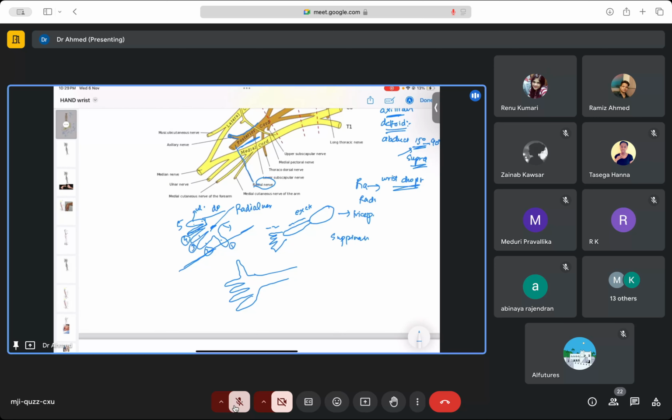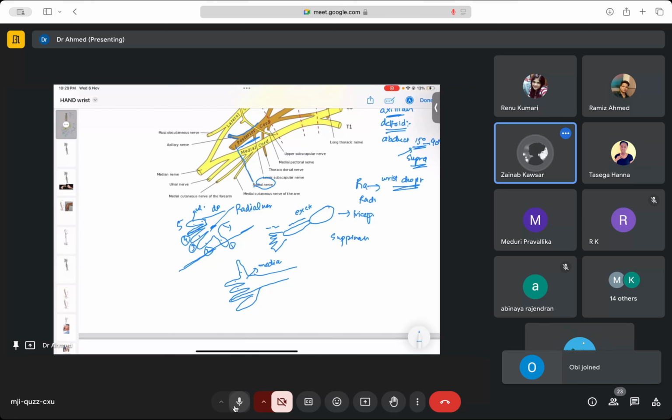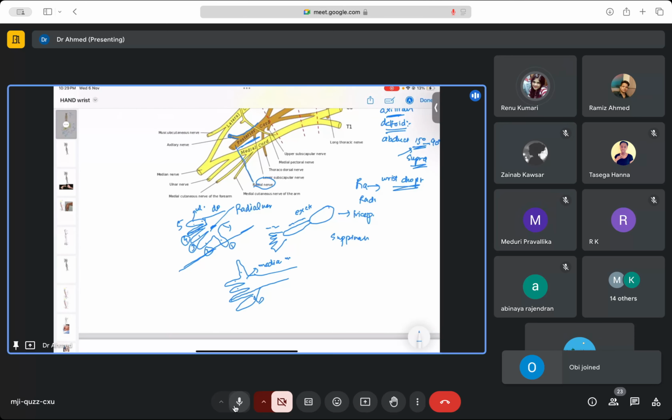Towards the thumb side, these muscles are going to be supplied by which nerve? Median nerve. And in one, two, three and a half of the fingers, the sensory supply is also by the median nerve. This side is your ulnar nerve. The thumb-side muscles are known as thenar muscles, and the hypothenar muscles are supplied by your ulnar nerve.